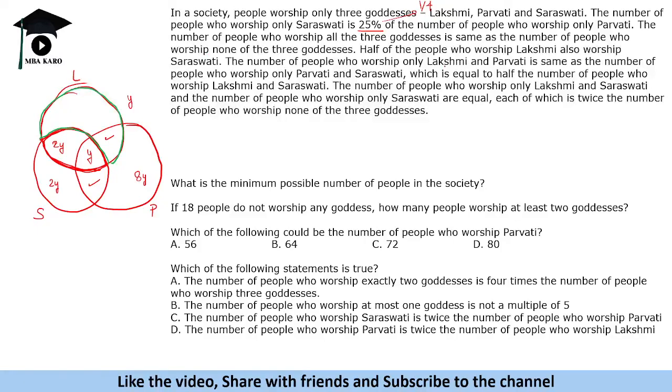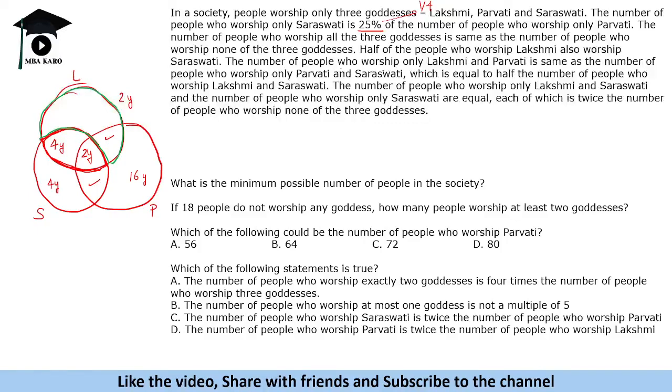Now the previous statement said that the number of people who worship only Lakshmi and Parvati is same as the number of people who worship only Parvati and Saraswati, which is half of the number of people who worship Lakshmi and Saraswati. So this means that this is half of this part. So let us double it, right? Let's say instead of y, if we take this number 2y, this will be 4y. This will also be 4y, and this will be 16y, and this will be 2y. So we've just doubled these numbers just for the convenience that we will get some integer coefficient here.